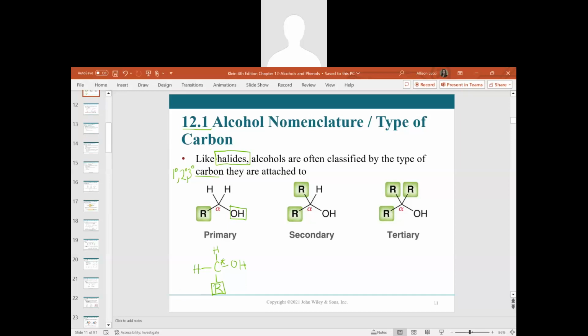And then you can see here, if this was our carbon that we were to draw out, we would see that carbon, the alpha carbon, that's the first attached to that hydroxyl group, is attached to now two other R groups. We know that these are just generalized alkyl groups, so this would be attached to two carbons, the central carbon, and we would call it a secondary alcohol. So sometimes you'll see abbreviated primary, secondary, or tertiary, again, just like those alkyl halides.